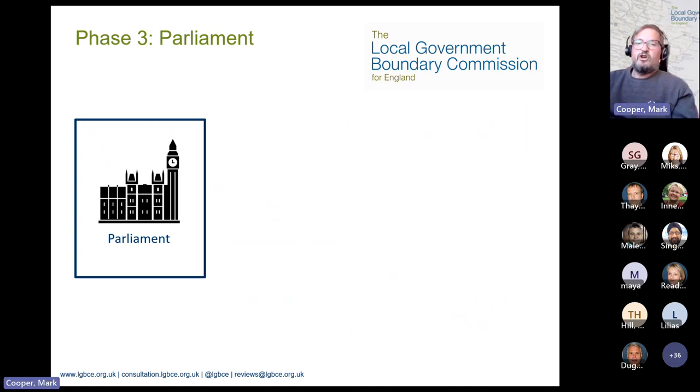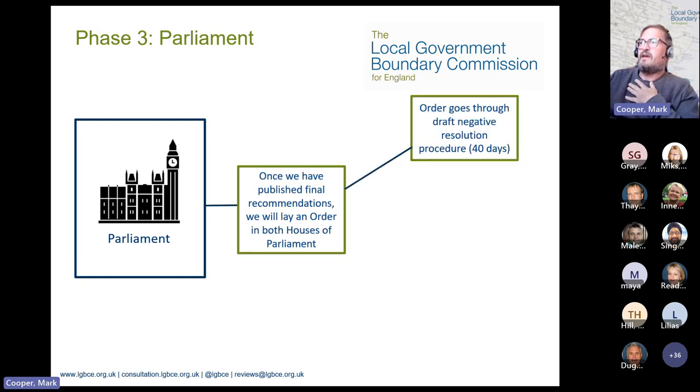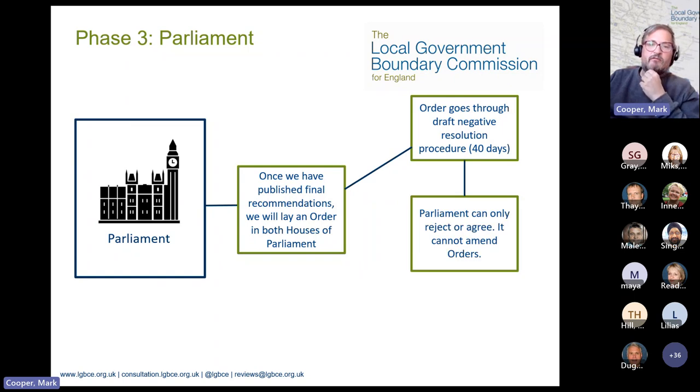So that's phase two. And then phase three is the parliamentary process. Once we've completed the warding pattern phase and we've published final recommendations, we then turn them into law by presenting them to Parliament. We lay an order in both houses of Parliament, the Commons and the Lords, for scrutiny. Once the order is laid, it goes through something called the draft negative resolution procedure. That means that the order will sit in Parliament for 40 days, and if there is no objection to it, it automatically becomes law. Parliament can only reject or agree our recommendations. It can't make any amendments to them.